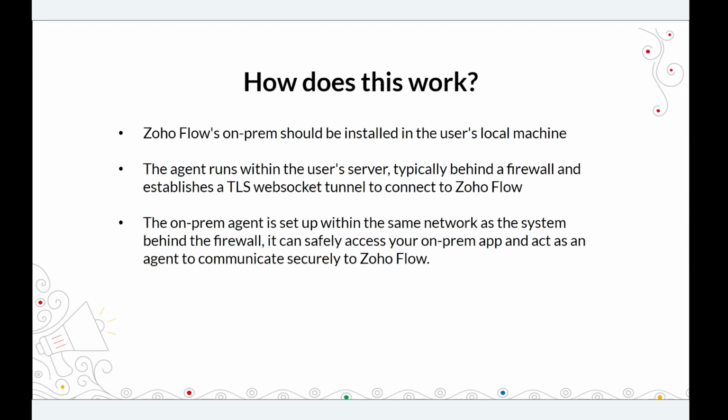So how does the on-prem agent work in Zoho Flow? As I was stating earlier, it has to run within the user's server. So Zoho Flow's on-prem agent will be installed in the user's local machine, or what we call a private network. The agent runs within the server, typically behind a firewall. Once it is installed, it establishes something called a TLS WebSocket tunnel to connect to Zoho Flow. So what is TLS here? It is a protocol that ensures secure communication over a computer network. It encrypts data that is sent over the network and maintains data integrity.